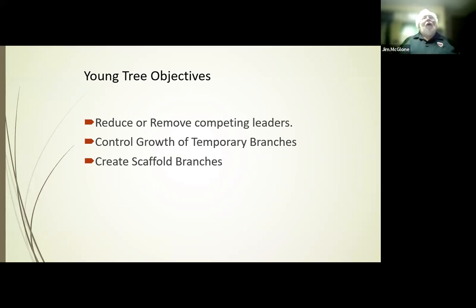And you may want to start looking at and saying, well, okay, this is going to be my first scaffold branch, and start pruning to create those scaffold branches, especially if you can do the lower scaffold branches standing on the ground with a hand pruner by simply taking off a few little twigs that are growing in a place that's not good. Maybe they're competing with your lowest scaffold branch.